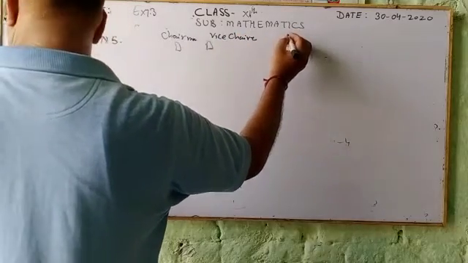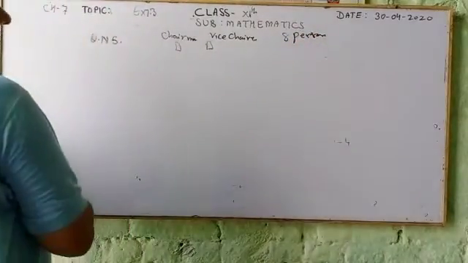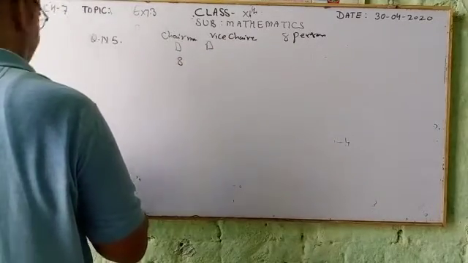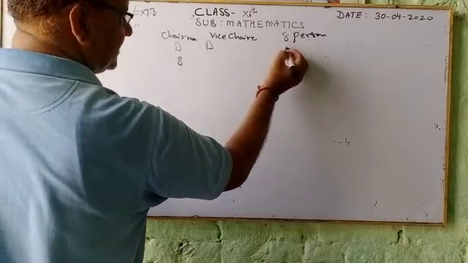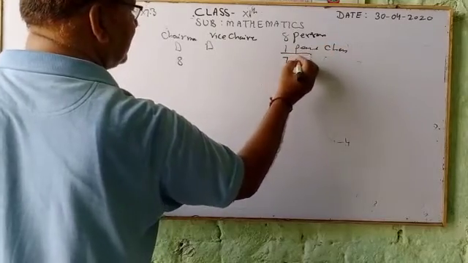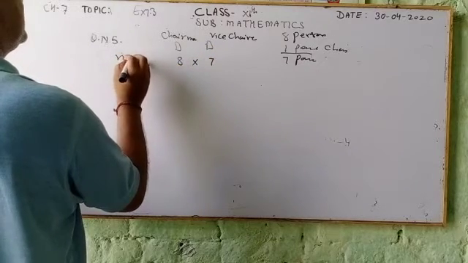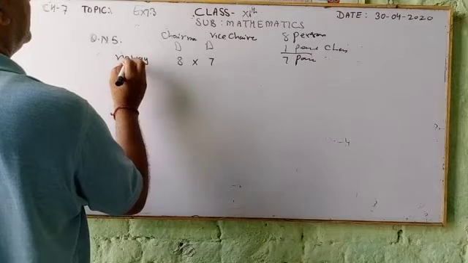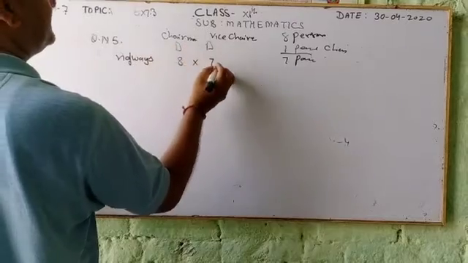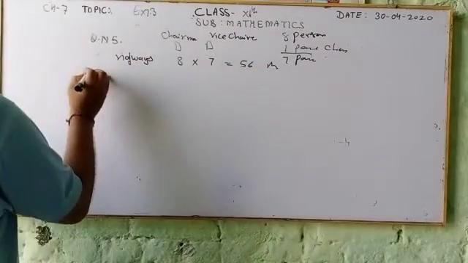We have a total of 8 persons. So first we select the chairman. The choice is 8, and one person becomes the chairman. From the remaining persons, that is 7, one is selected for the post of vice chairman, so the choice is 7. So the number of ways to select chairman and vice chairman is 56. You get the answer. We are taking question number 6.